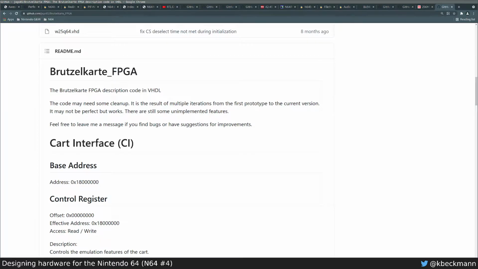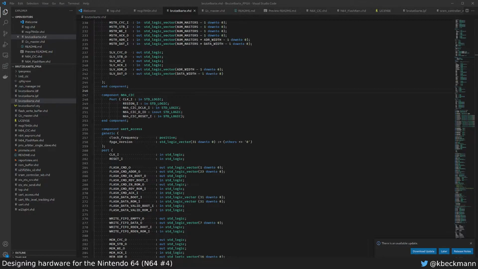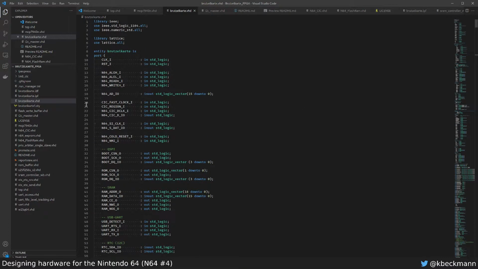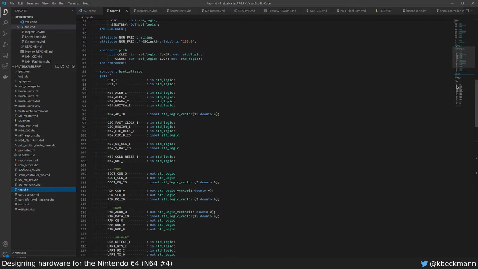Let's see here. So we can put that over here. Yeah, so this is the Butzelkarte entry point, the top module, I think, and it's written in VHDL. I've written one line of VHDL in my life, but I think we should be able to read it anyway. I hope so, at least. So actually, this is the top module. Let's have a look at it.